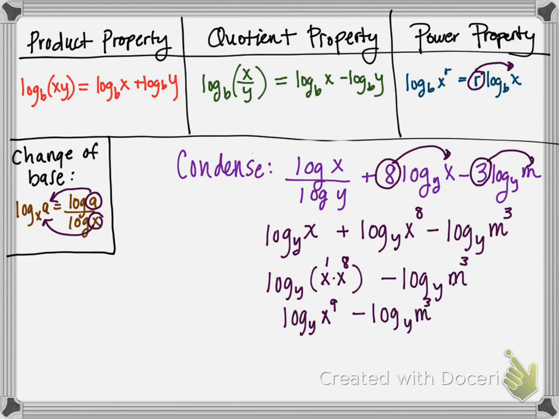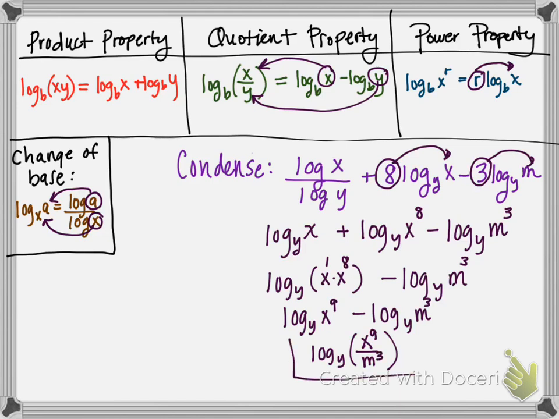The last thing we can do is condense this as one single log expression using the quotient rule. If you're subtracting, you could rewrite them with the argument in the form of division. So log base y. So whatever is written first here becomes your numerator, and whatever is written second here becomes your denominator. So my numerator would be x to the 9th, and my denominator would be m to the 3rd. So this would be the condensed form.